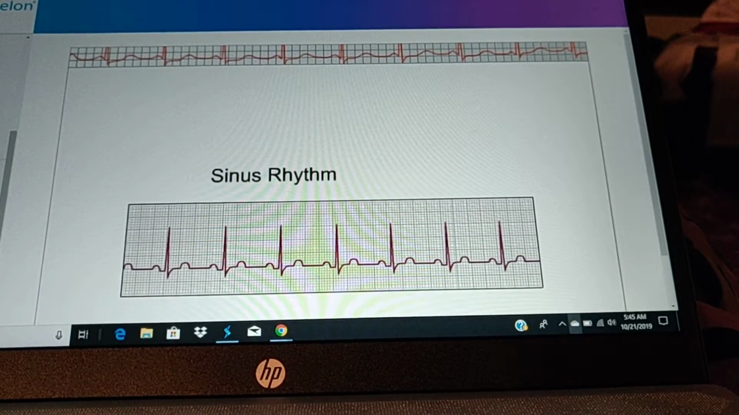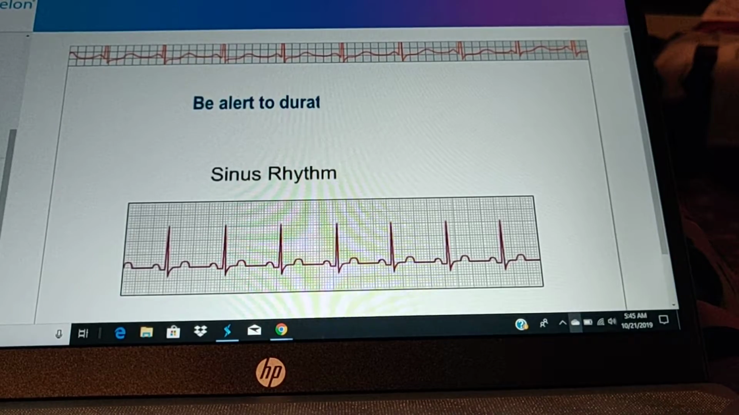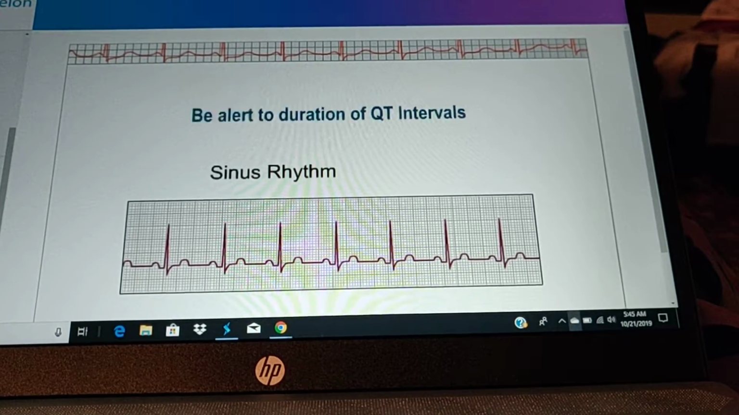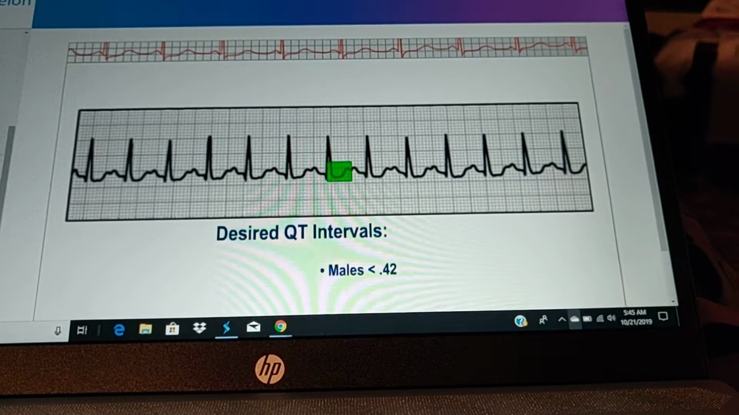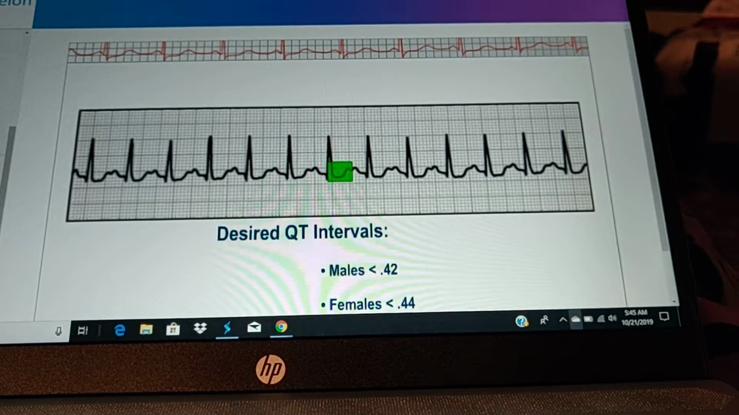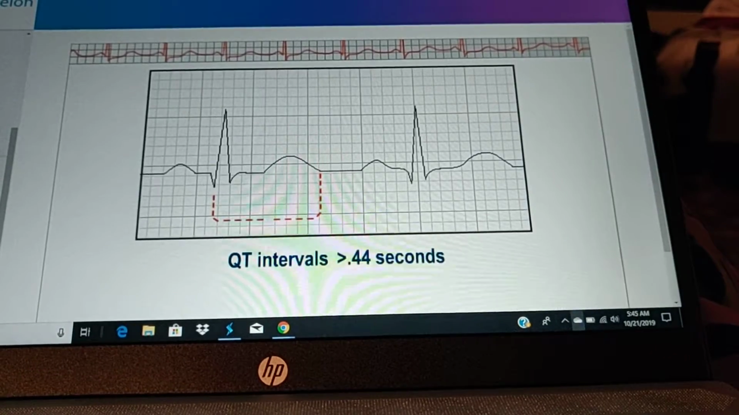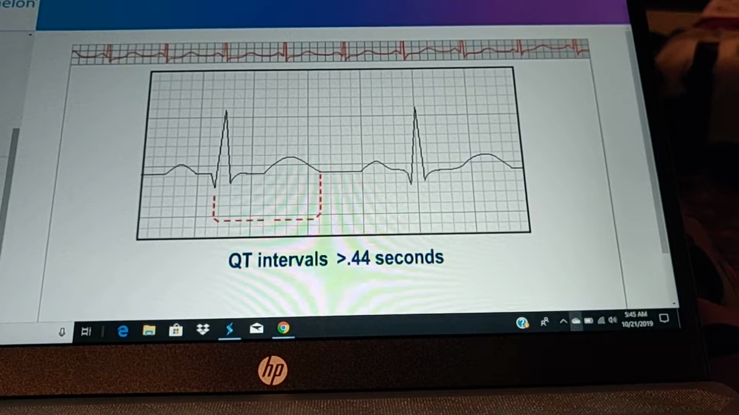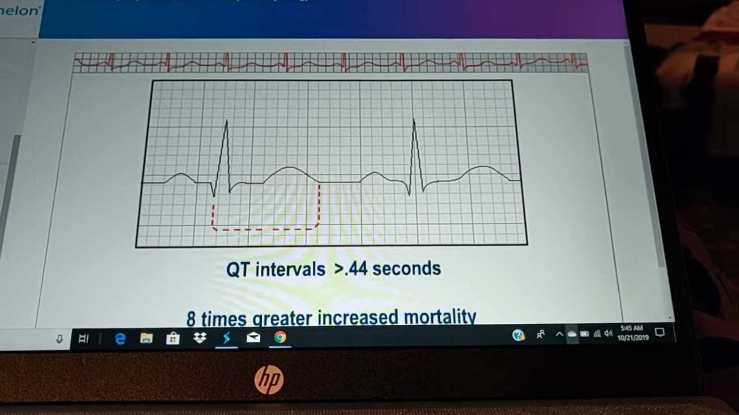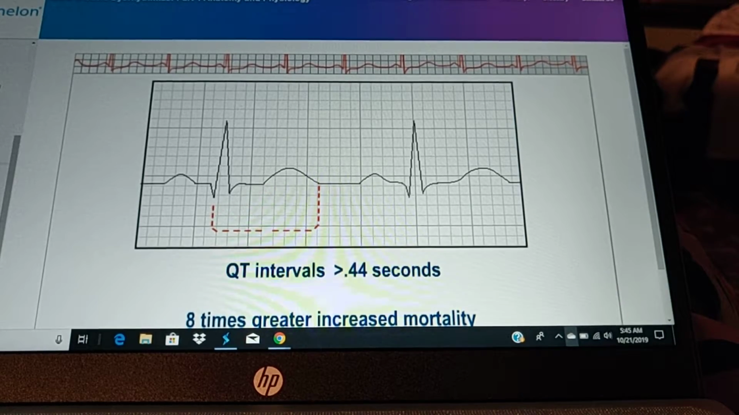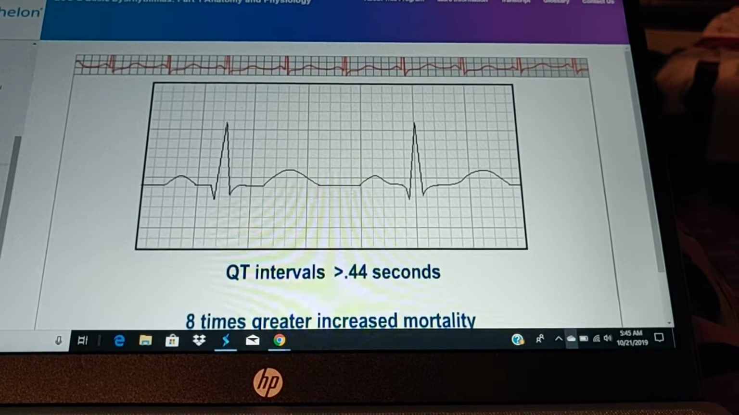Mortality statistics support the need to be particularly alert for the duration of this interval. Basically, the desired QT interval for men should be less than 0.42, and for women it should be less than 0.44. With QT intervals that are greater than 0.44, your patient has an 8 times greater increase in mortality. If the duration increases or decreases, look at the trends to judge the importance of the variation.